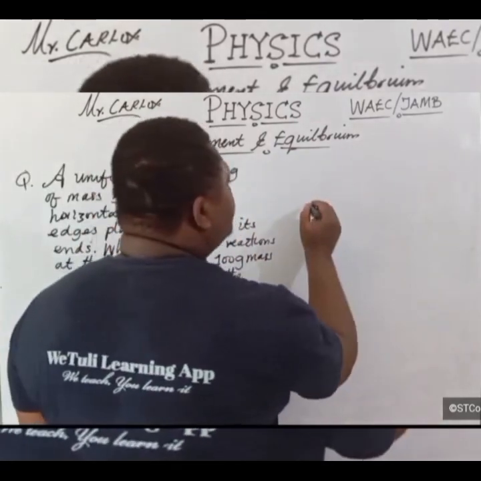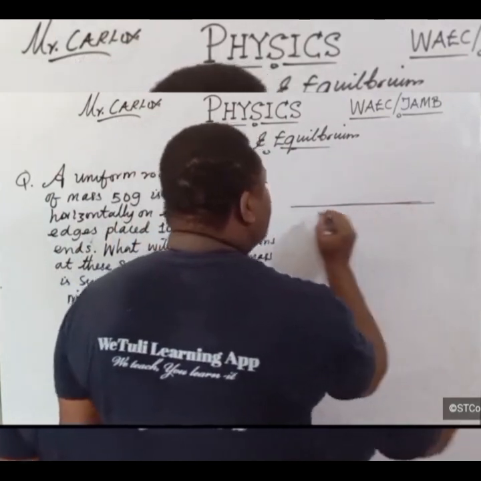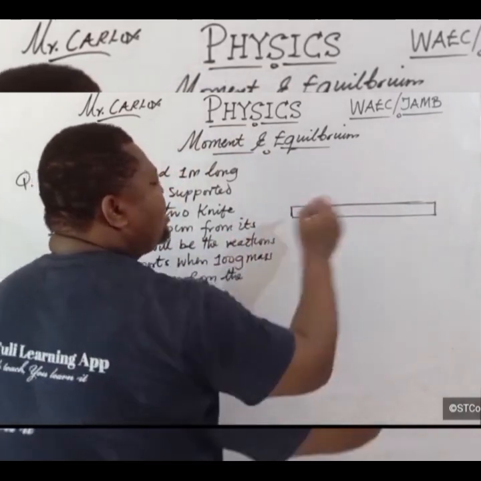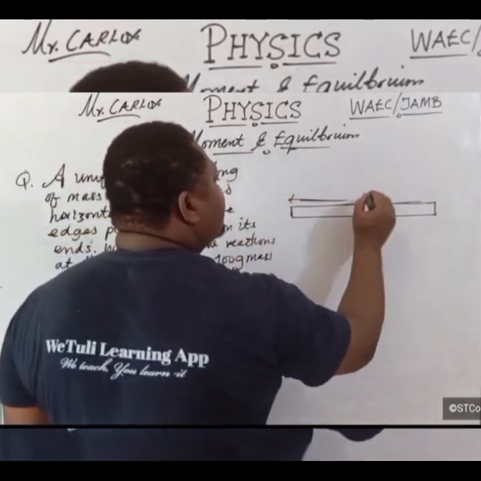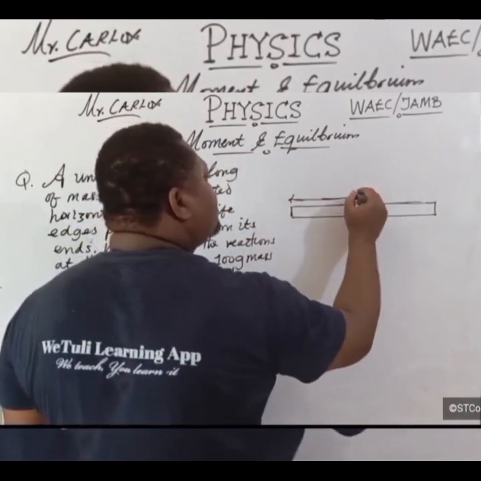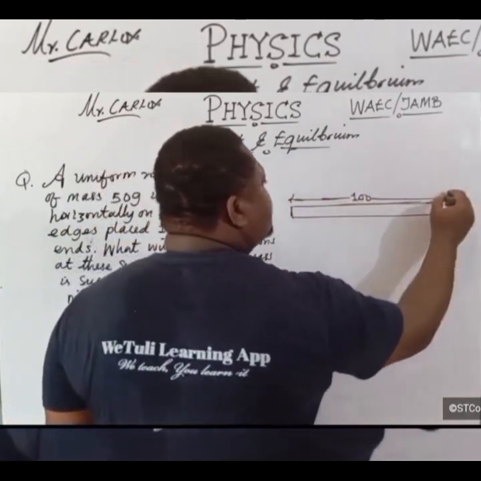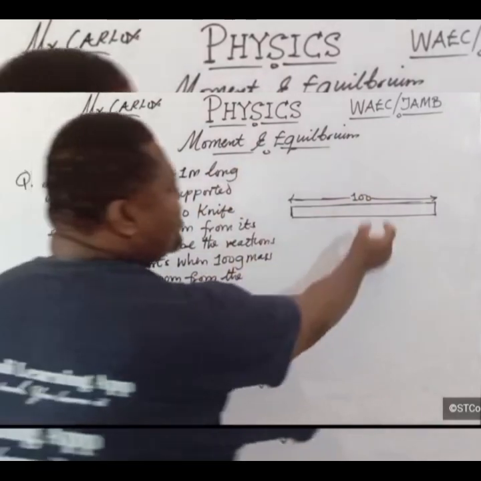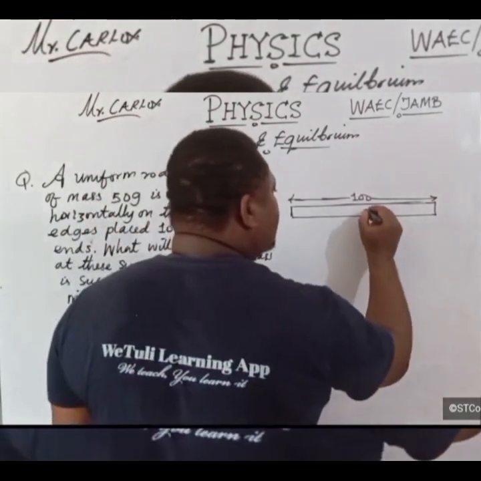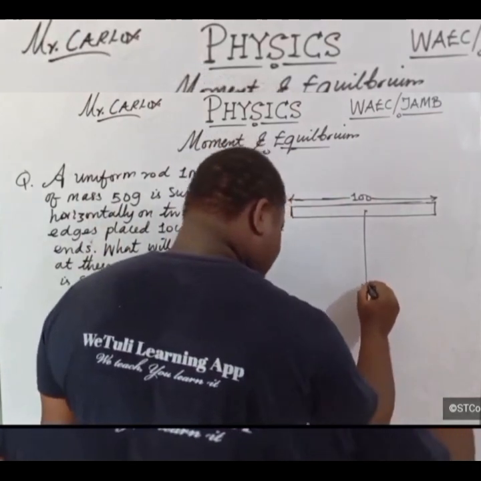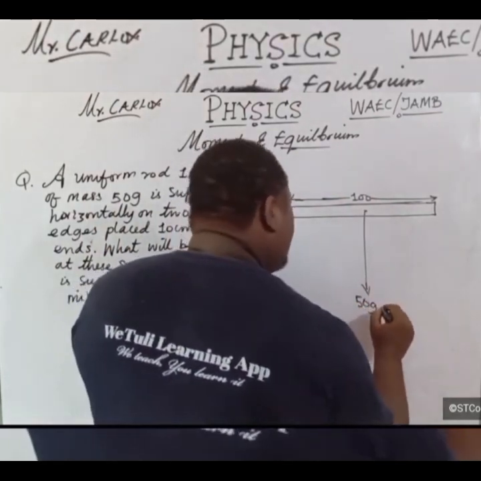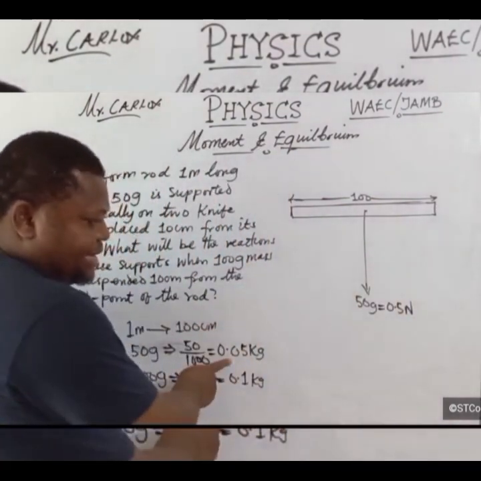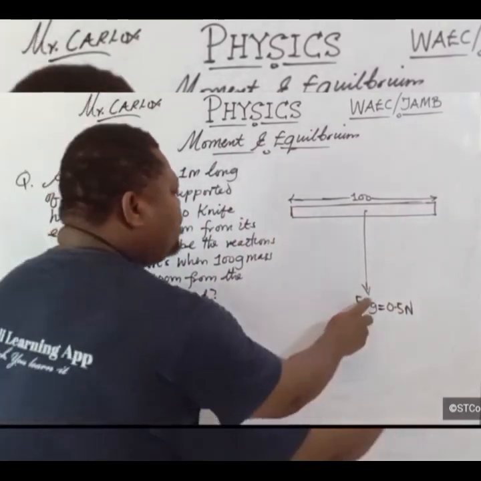This is the diagram, for example. A meter rod of this nature. We are told that it's 100 centimeters. The whole distance from here to here is 100 centimeters because the meter rod is 100 centimeters. And we are told that it has a mass, as to say, the center of gravity, the mass of the rod at the middle here. Let's assume it is there. The middle is 50 grams, and 50 grams is now 0.5 Newton. Multiply this times 10. As in force, 50 grams is that.